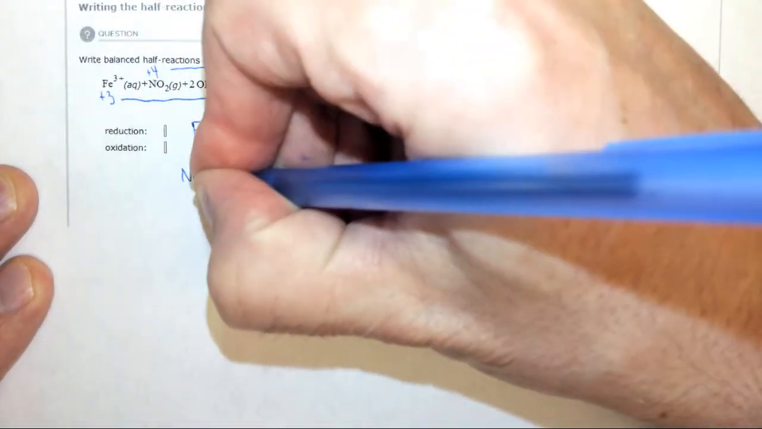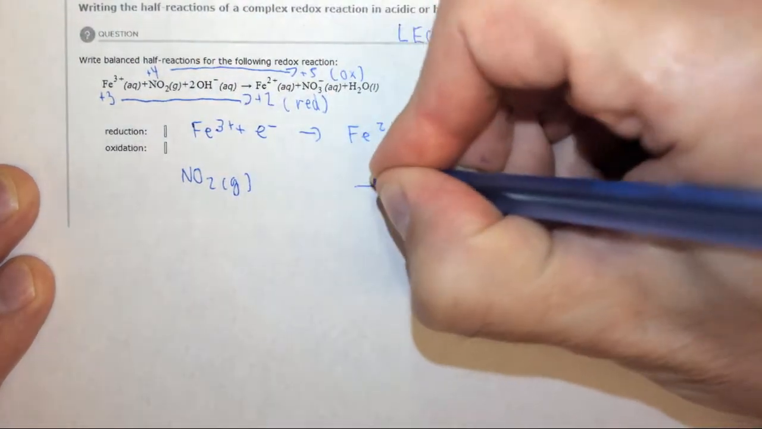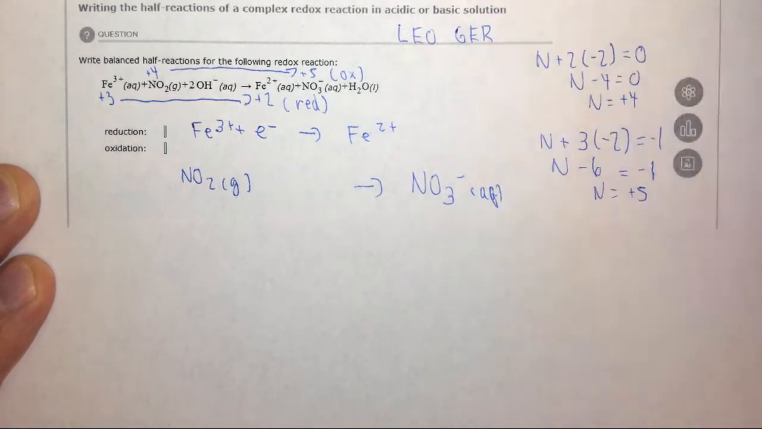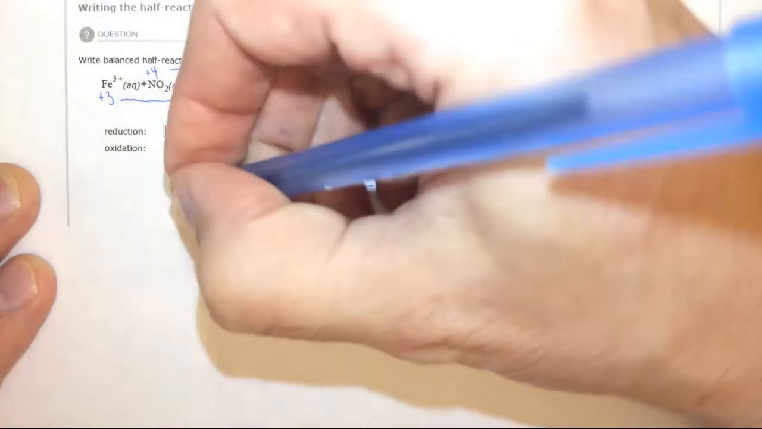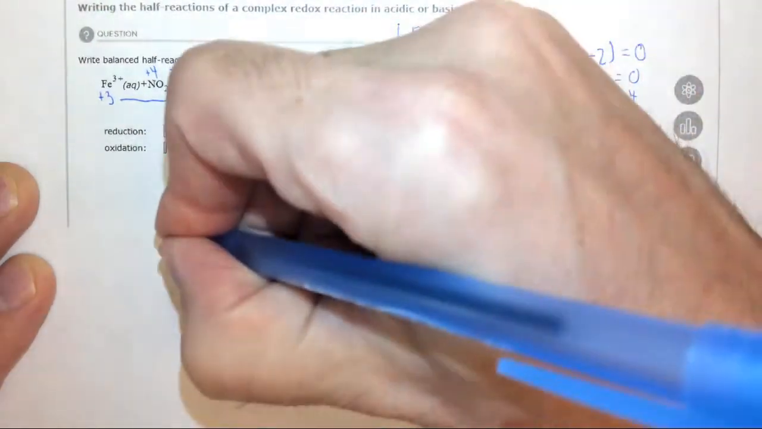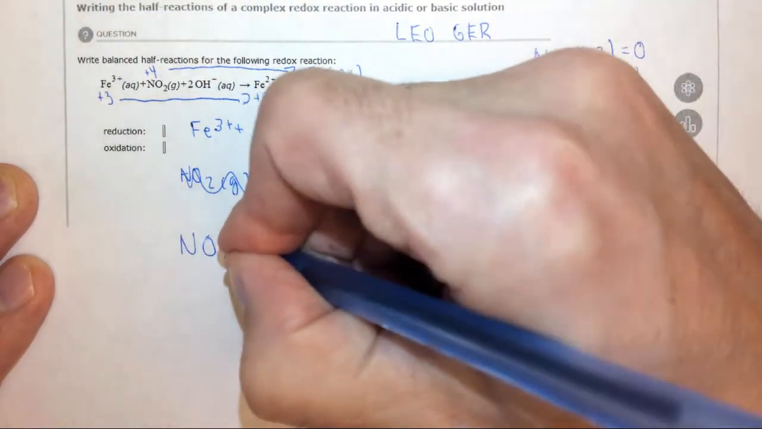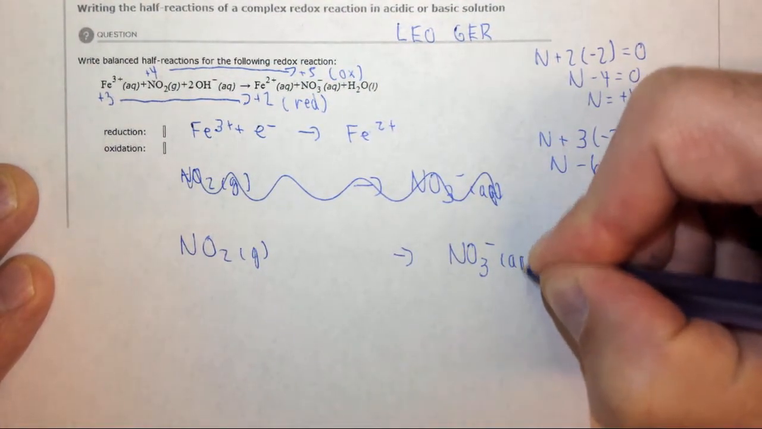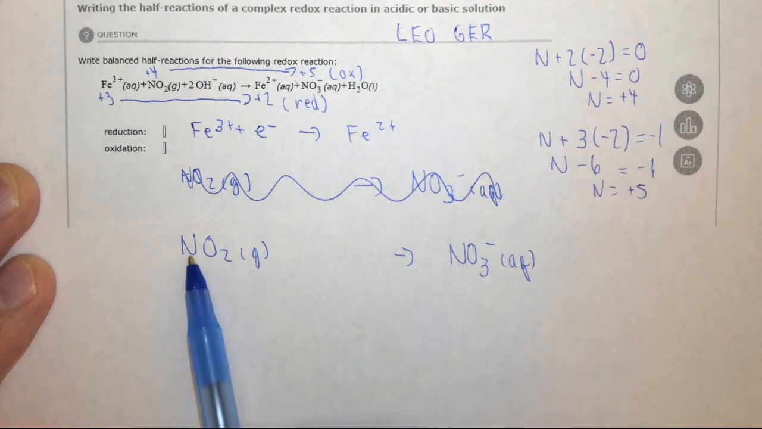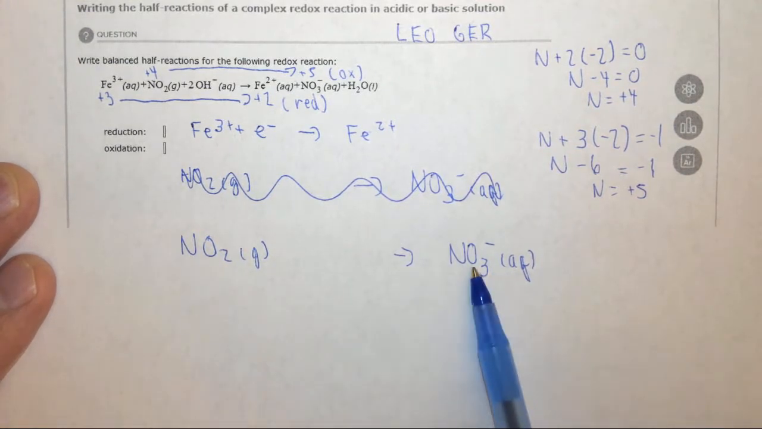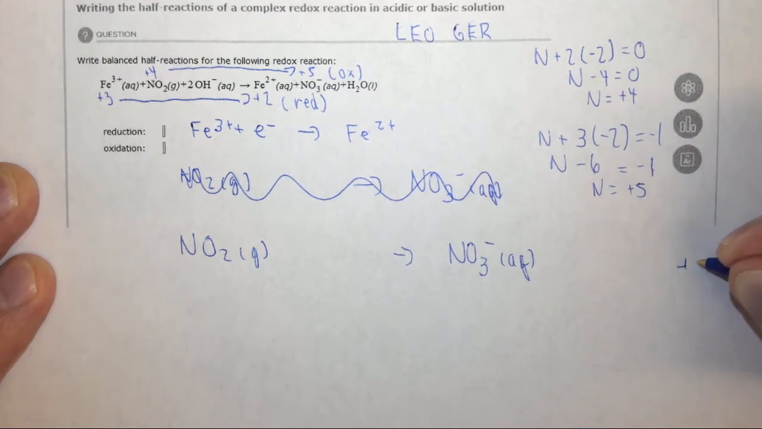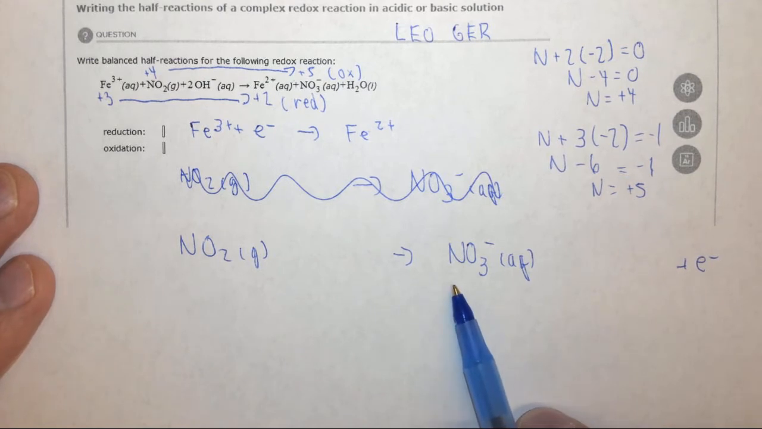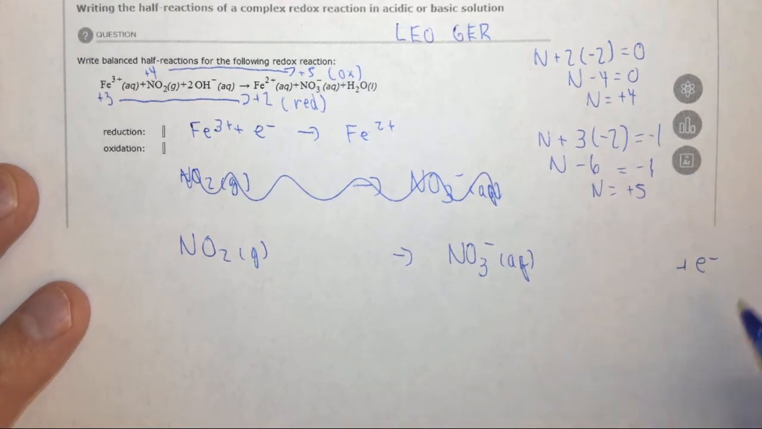Let's look at this. We have NO2 gas, and it's forming NO3 minus aqueous. In this case, I'm going to write this just a little bit lower. So it's NO2 gas, and it's forming NO3 minus aqueous. In this case, this is plus 4, and over here this is plus 5, so there must be an additional electron on this side, because it goes from plus 4 to plus 5. That electron had to go somewhere, so that's going to be written over here.